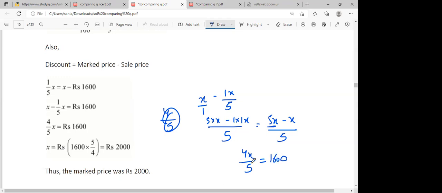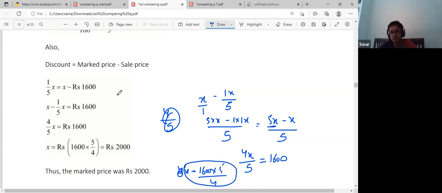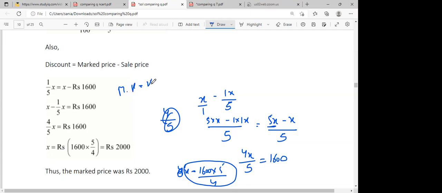And over here it is 1600. So this will go here. So over here it is 4x equals 1600 multiplied by 5 and divided by 4. You will get the x. Okay. And this is what you have to find. Your market price is equal to x. So whatever value of x you got, that is your market price.